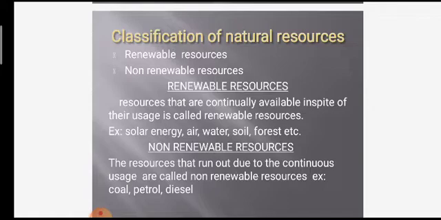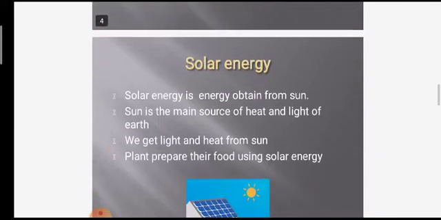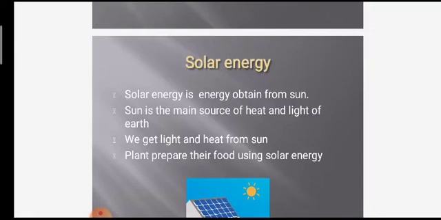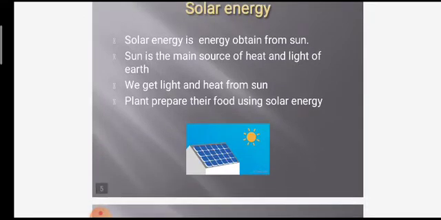Now let us learn what a renewable resource is. Solar energy is one of the renewable resources. It is energy produced by the sun, that is, energy obtained from the sun. The sun is the main source of heat and light of the earth, right? Nowadays solar heaters and solar appliances are used. We use solar energy because it is renewable, that is, we can use it as much as we want.